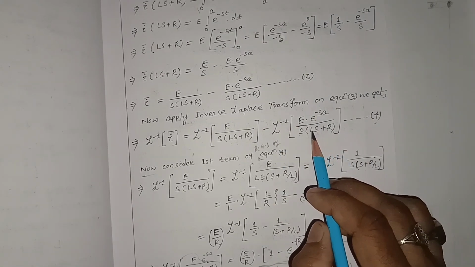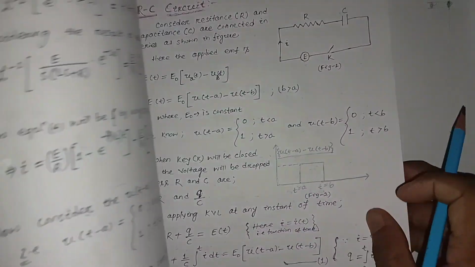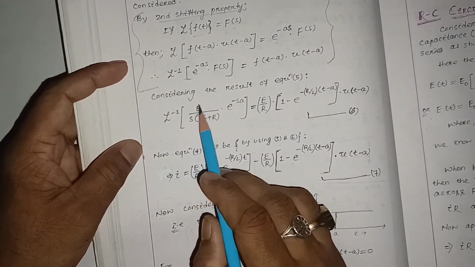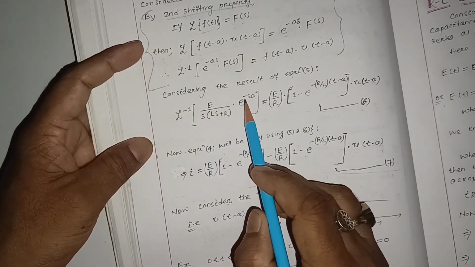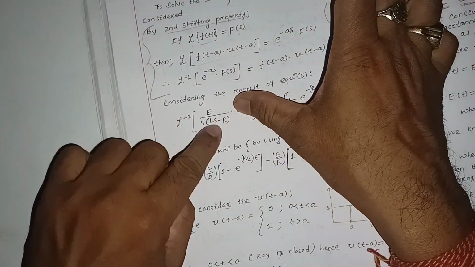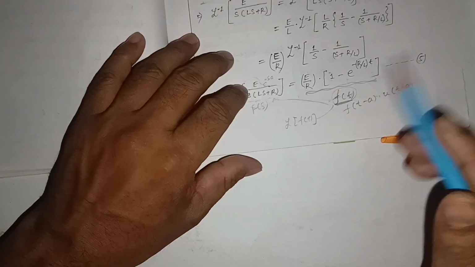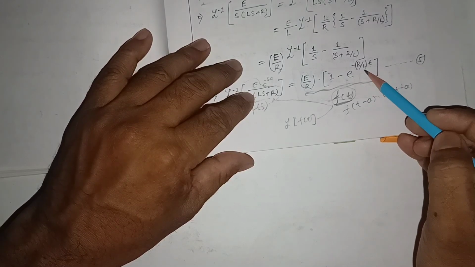The second term of the fourth equation is multiplied with e to the power minus s a. So the inverse Laplace transform of this term is nothing but this into e to the minus s a, right? The inverse Laplace transform of this one we already found. How much? Already we found it is E by R into 1 minus e to the power minus R by L into t.